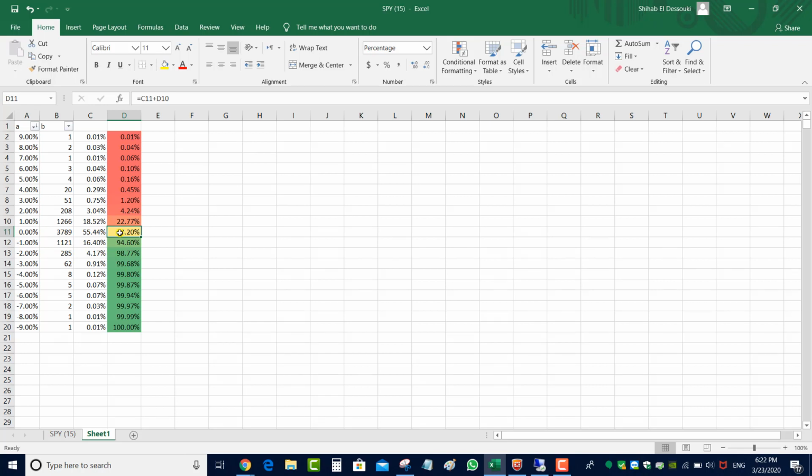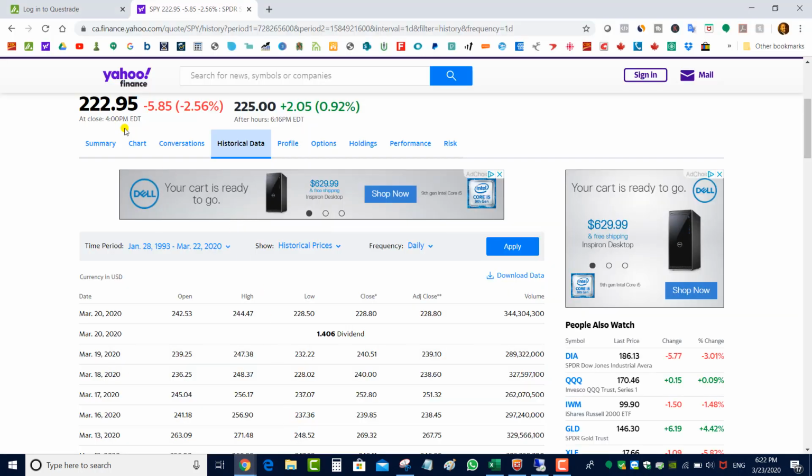78% of the time. Actually, it's 55% of the time, but 78% of the time, the SPY closed at the same price or higher from its open price. All right. 78% of the time, the SPY closed higher or at the same price than the open price. So for example, go back to Yahoo Finance today.